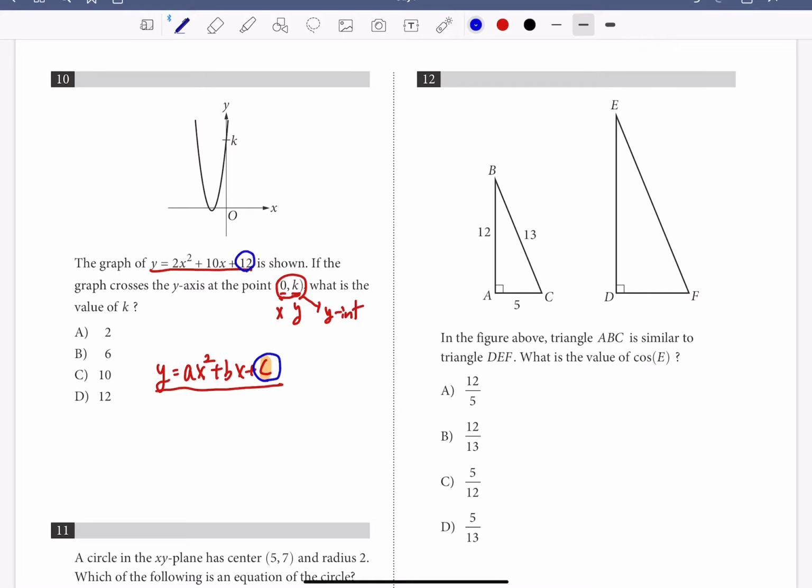And we are looking for k, which is the y-intercept. So the y-intercept k should be equal to 12. Well, you can just plug in 0 for x, and you can check that y equals 12.